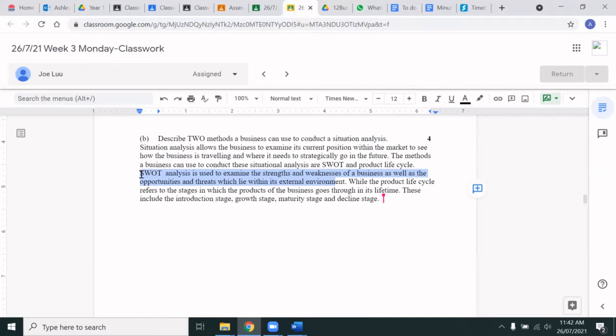A weakness would be something like poor culture within the workplace. Yeah. All right. Now, in terms of opportunities and threats, we can talk about opportunities being technology. All right. And whereas an external threat could be something like globalization and increasing competitors in the marketplace.